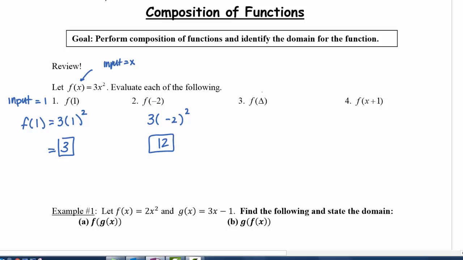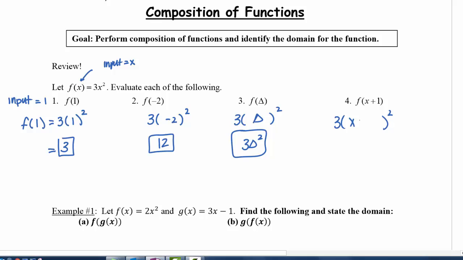So here I have f of delta, or triangle. That's no different. I'm just changing my symbol. So now instead of x, what I've been doing this whole time is saying I have this 3 and I have this squared, and what can change is x. And this time I'm going to change it to a triangle. So 3 times triangle squared. It's not always going to be a number. But again, this is 3x squared, so I have 3 times my input squared. And that's what I'm changing. I plugged in a 1 there, a negative 2 there, a triangle there.